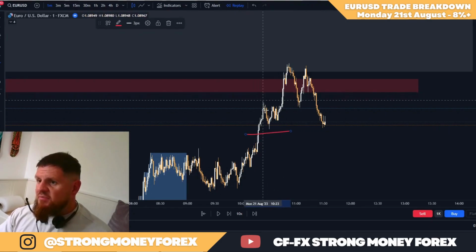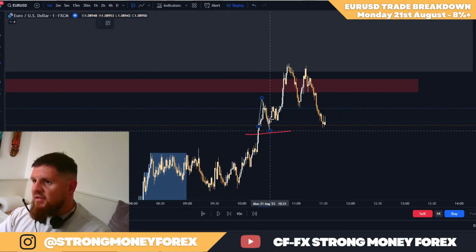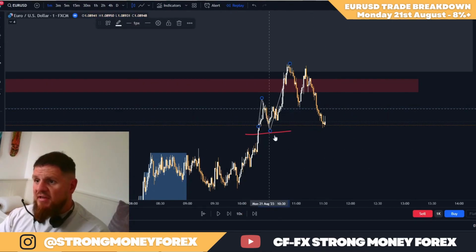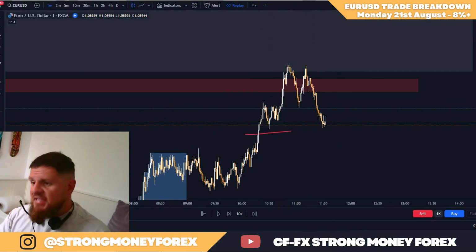We've had this initial push down, which has given us our breaker structure. We've then had our false move up here. So that's now me looking for trades. I've had an initial push down at an area of liquidity. Now I'm pushing higher, and now I'm looking for a setup.